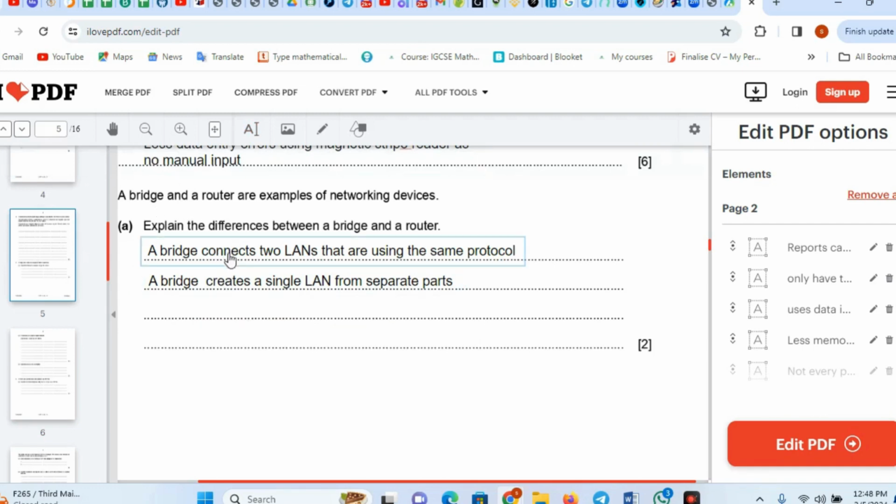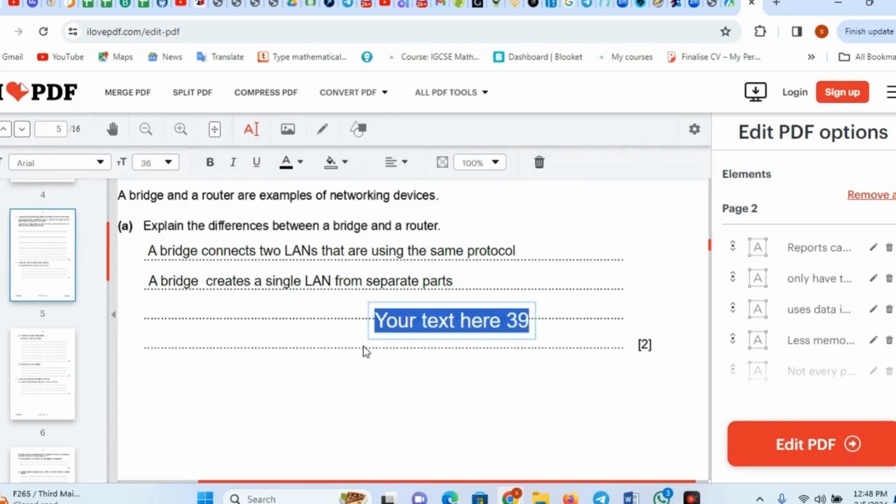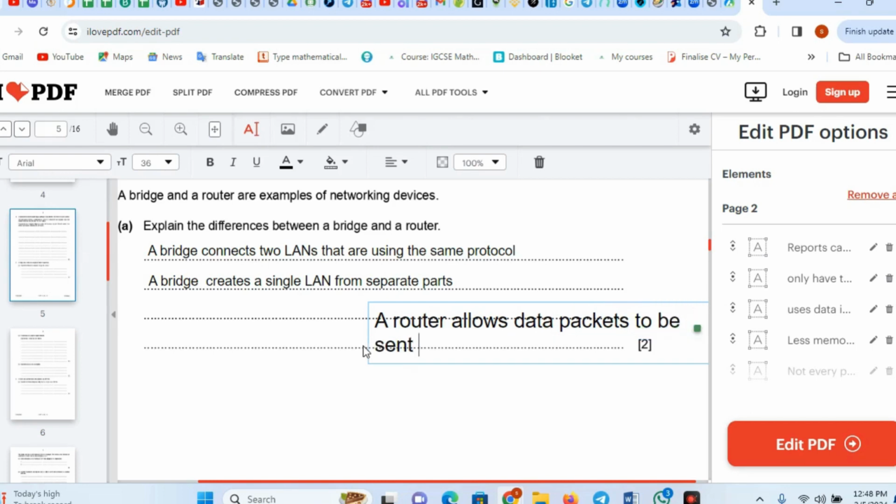That's why I said the other time that you can join the two together or you can write it one after the other. A router on its own, what does it do? A router allows data packets to be sent to LAN or WAN.